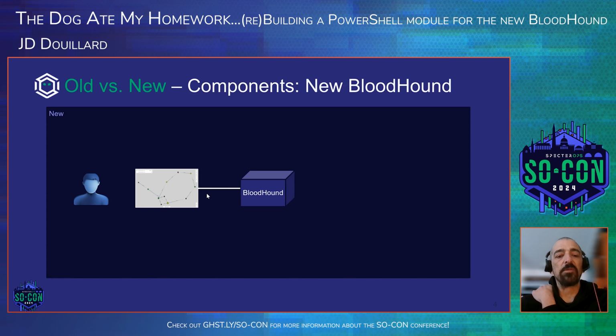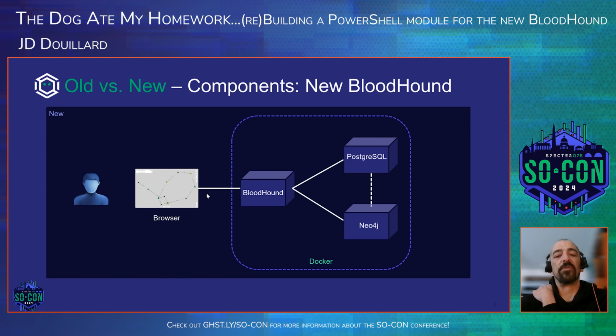Now in the new BloodHound, the UI looks very familiar. If you've been using Legacy, there are a few differences, nothing major on that side. It's more in the way it's composed behind the scenes. Everything now lives in Dockers. And not only do you have the BloodHound image, but you will also have a Neo4j and a PostgreSQL image for the install. So there are now two backing databases.